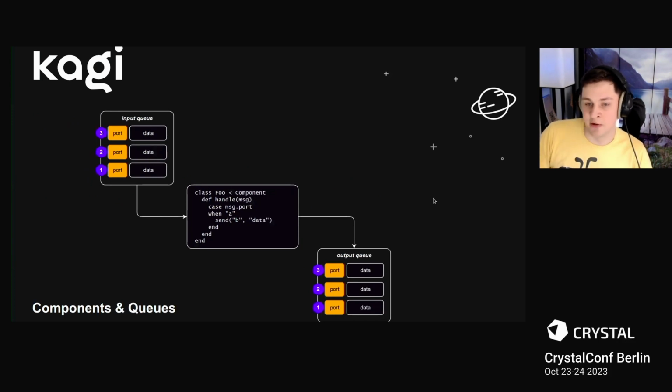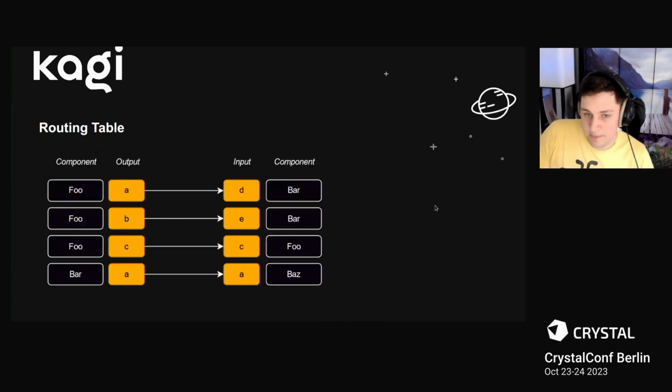So we'll visualize that a little bit. We have our component in the middle here that will take some kind of message, read the port that it came in on, and send some more data along. It'll read these from the input queue in FIFO order and stream them to the output queue in the same manner. And then we have our routing table, which looks something like this in concept, where we say, okay, if foo outputs a message on A, deliver it to port D on component bar, and so on and so forth. You notice here too, we have a recursive case where foo can actually send itself a message, which can be useful in some cases.